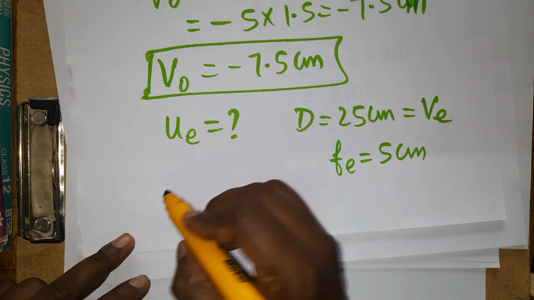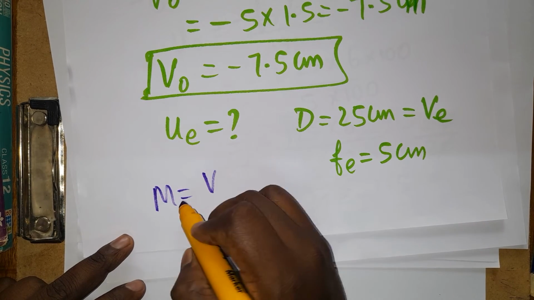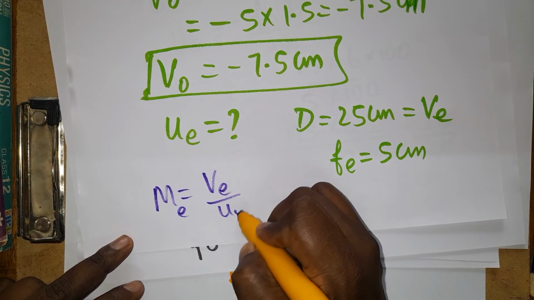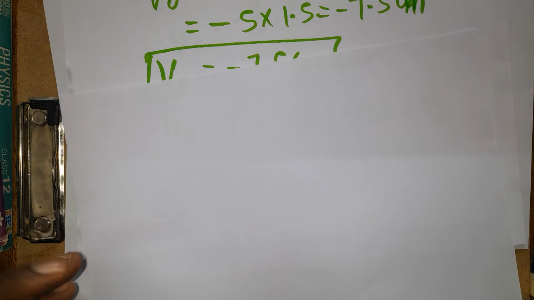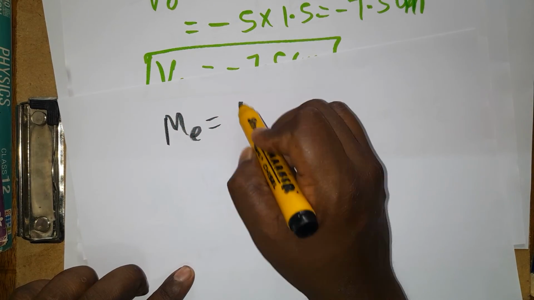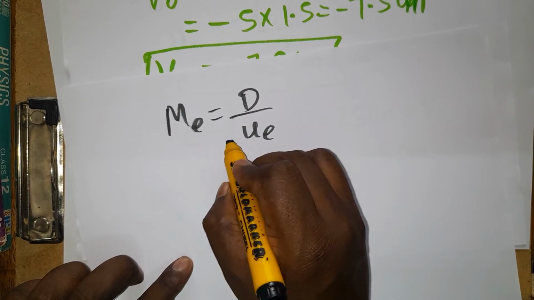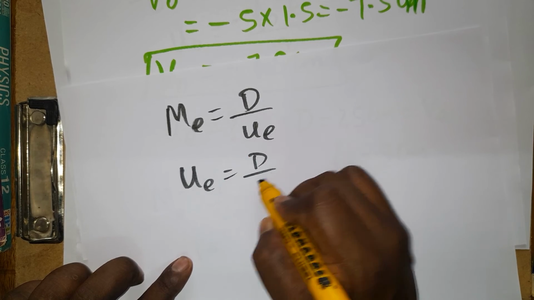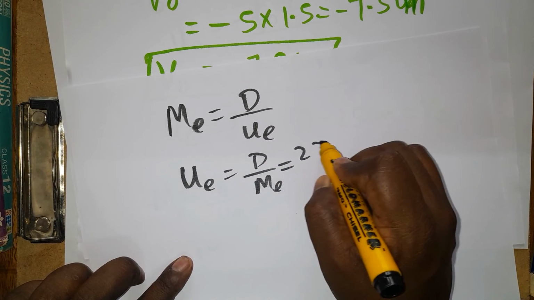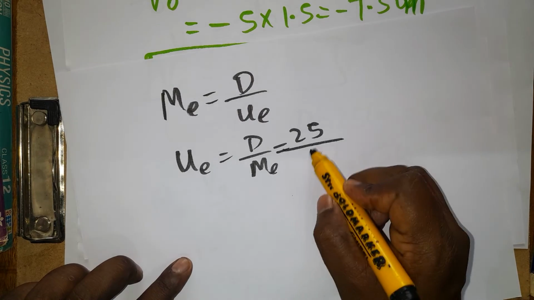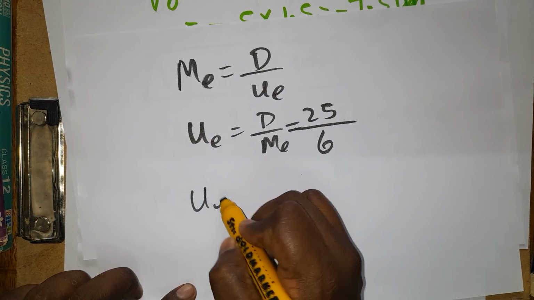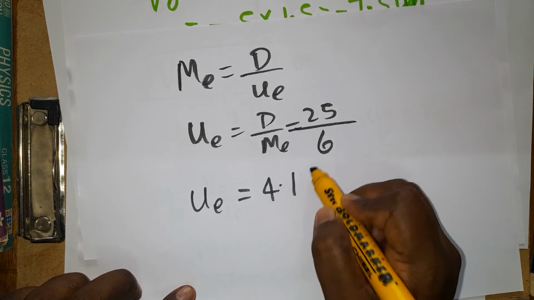Now we are going to learn ME is equal to VE divided by UE. VE we can call capital D, that's called the least distance. So see here, ME is equal to D divided by UE. UE is equal to D divided by ME. What is D? It's 25. What is ME? 6. On this division, UE I will get as 4.166.